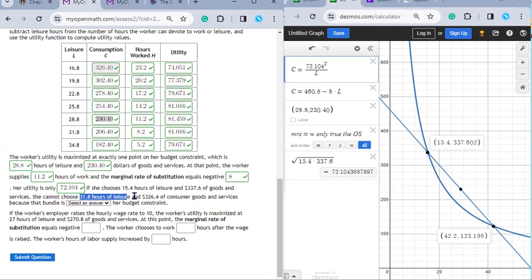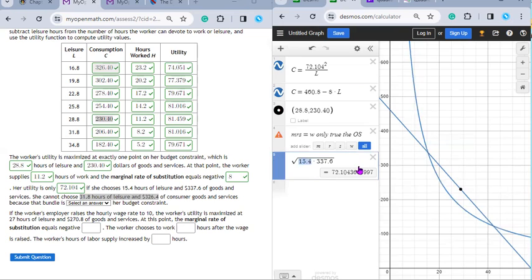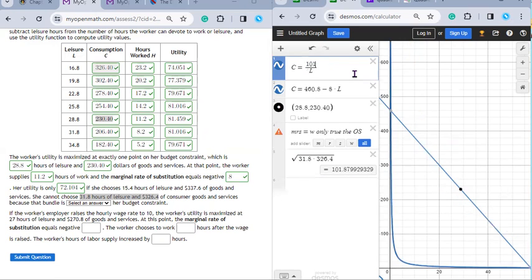31.8 hours of leisure and $326.40 of consumer goods. Well, let's first find out how much utility that is. So leisure of 31.8 and consumer goods of $326.40 gives her 102 units of utility, right? So I'm going to change this to 101.880 squared.